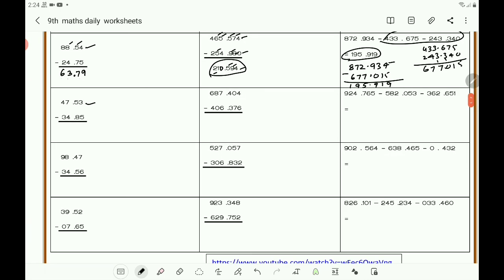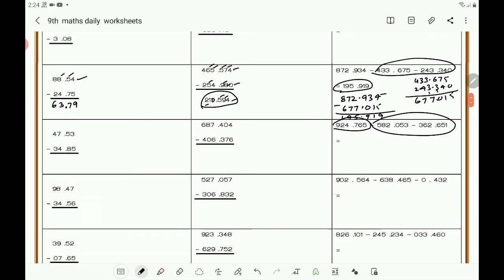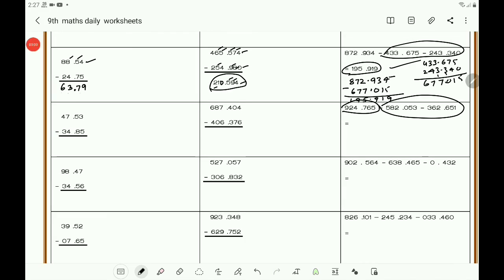Then you take here 47.53 minus 34.85. Then 687.404 minus 406.376. Here also 3 decimals are there. 924.765 minus 582.053 minus 362.651. Take this one below the other, find the sum. After that, subtract that sum from this. Follow the same steps.